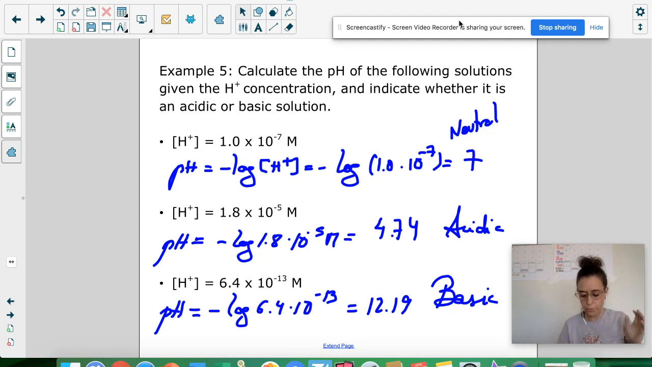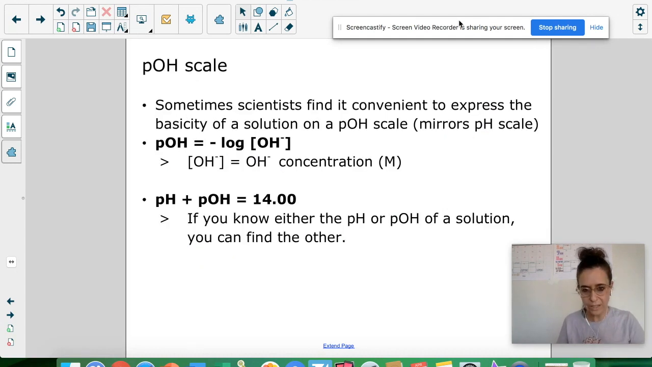But also we have what we call the pOH scale, which is not so common, but it exists. Okay, so it says that sometimes scientists find it convenient to express the basicity, how basic something is, of a solution using the pOH scale. So what is the relationship between the pOH scale and the pH scale, the one that you have here?